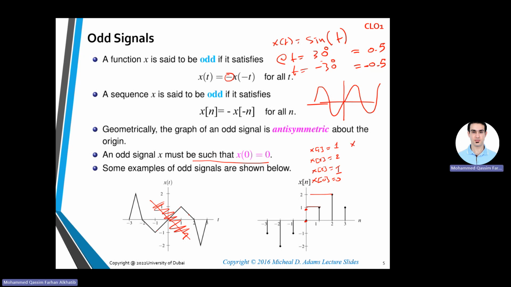Now, x of negative 1, how much? Go here, that's a negative 1. X of negative 2, I'm having negative 2. X of negative 3, I'm going to get negative 1, which kind of reverse each other. So that's the signal as well. So this is how we do that graphically.